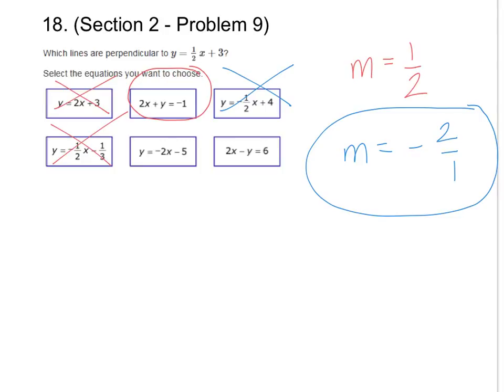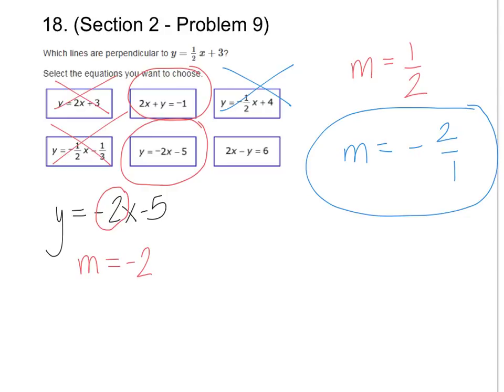So this is the kind of slope I'm looking for that would be perpendicular to the given equation. So let's go to this next one. I've got y equals negative 2x minus 5, already in slope-intercept form. So the slope is equal to negative 2, and that's the slope I'm looking for. That's the opposite reciprocal of the given equation. So this would be perpendicular to the given equation.